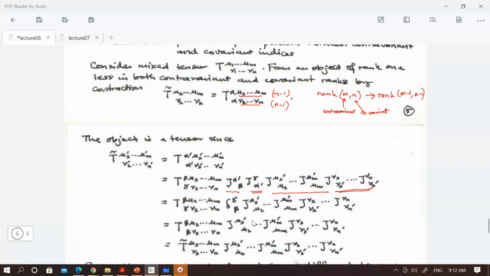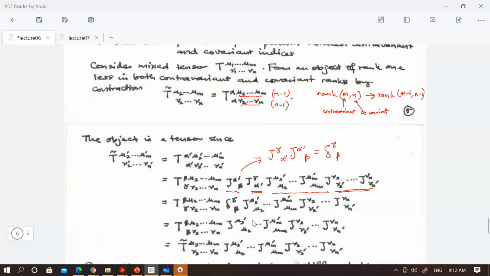But essentially what happens here is that you see there is this alpha dash here and alpha dash here on the Jacobian and inverse Jacobian matrix. If you want to write properly, I can write this way, so that it becomes adjacent. So it would be J gamma alpha dash and J alpha dash beta. So this alpha dash is now adjacent to each other, and then this will actually give you delta gamma beta.